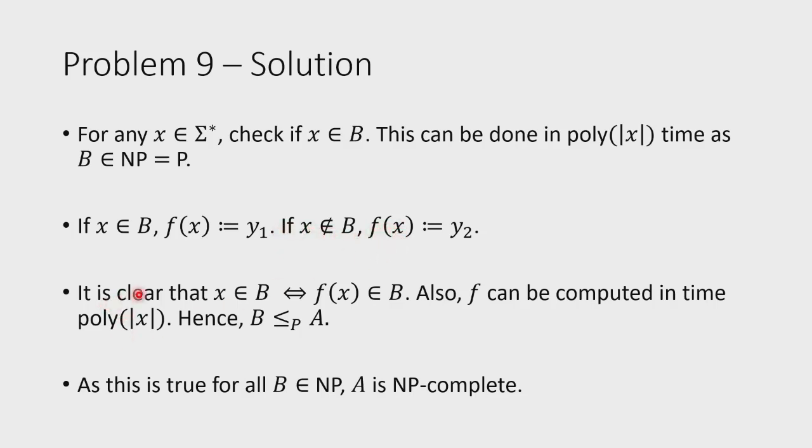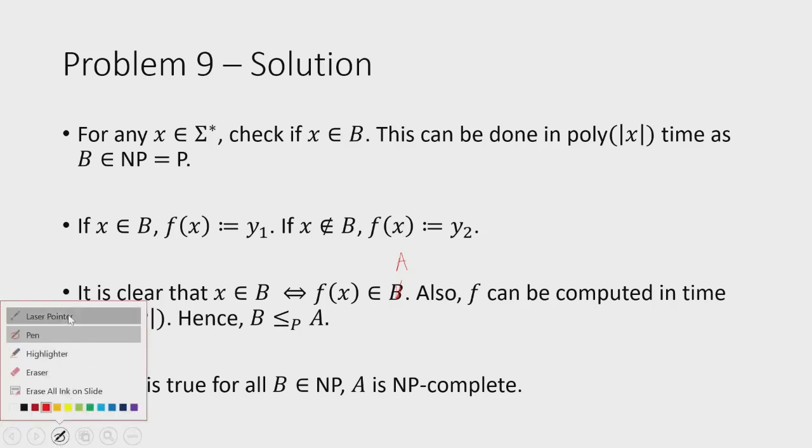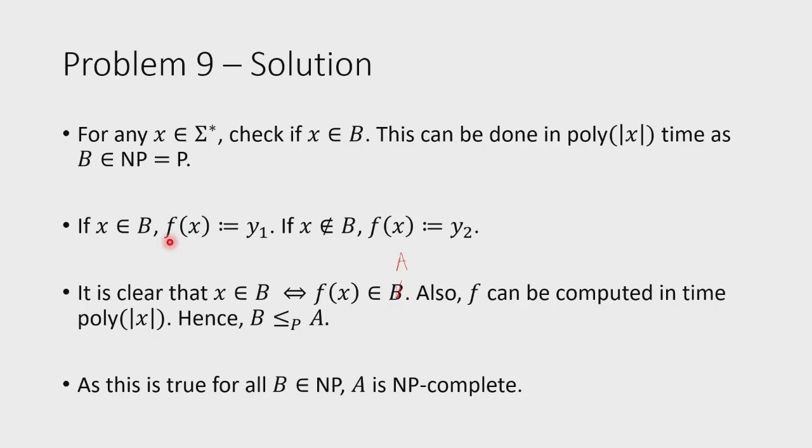Now, because of the way we have defined f, it is clear that x is in B if and only if f of x is in A. This is clear, right? Because what are we doing? Whenever x is in B, f of x is equal to y1, and y1 is in A. Similarly, whenever x is not in B, f of x is equal to y2, and y2 is not in A. So this statement is true. Do you agree with me?